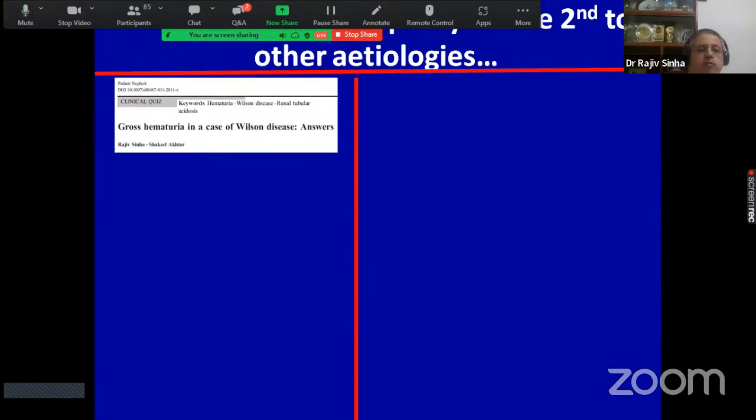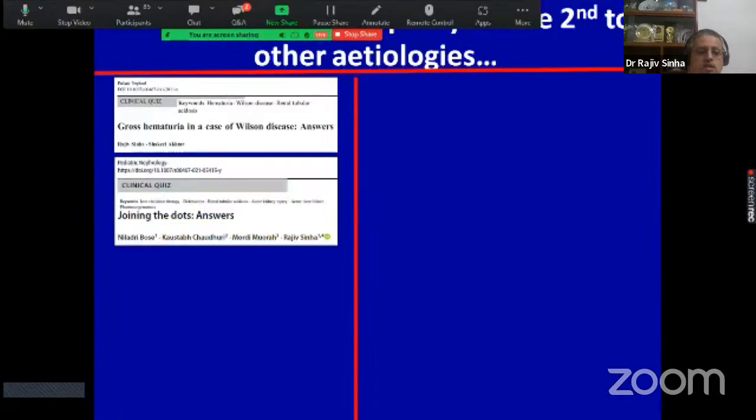So we have published this case of Wilson disease, who presented with gross hematuria, who was referred to us with gross hematuria, found out to have hypercalciuria, and then the cause of the hypercalciuria was a dysplasia. And we already discussed before that Wilson can cause renal tubular acidosis.